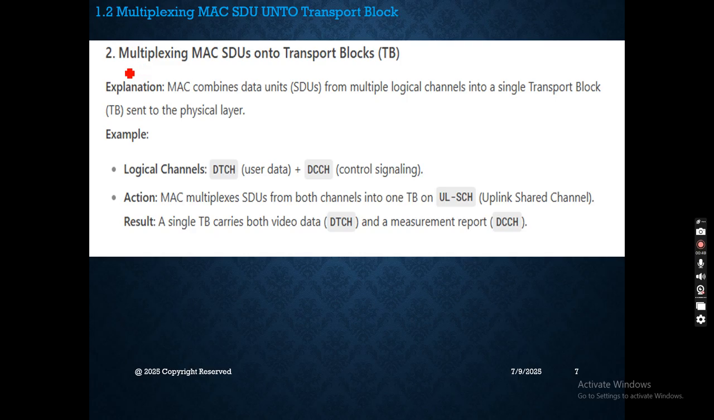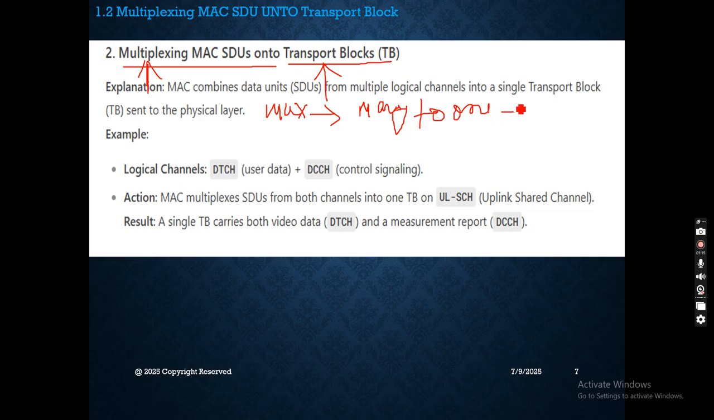When we talk about multiplexing MAC SDU onto the transport block, there are two keywords here. One keyword is multiplexing. The second keyword is transport block. Let's try to understand what multiplexing means. In layman's language, multiplexing means many to one. This works on the TX side, the transmitter side.